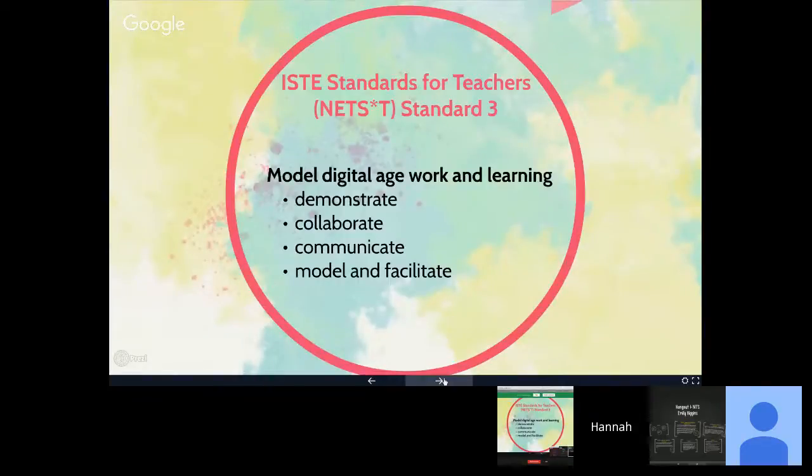Standard 3 is on teachers modeling technology work and learning. This standard requires that teachers show knowledge and ability of using technology. Teachers should demonstrate fluency in using technology and applying what they already know to new technologies. They should also use different technologies to collaborate and communicate with others, such as students, parents, and coworkers. Another aspect of the standard is modeling the use of technologies for learning and having students follow suit.